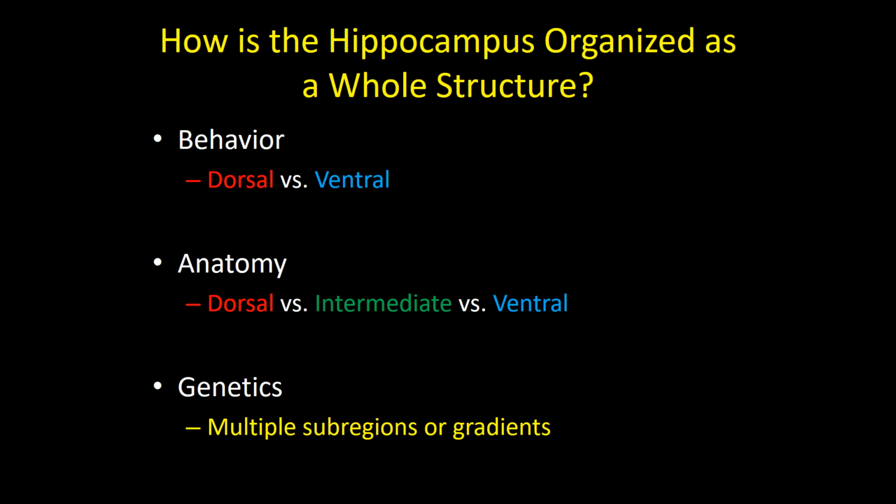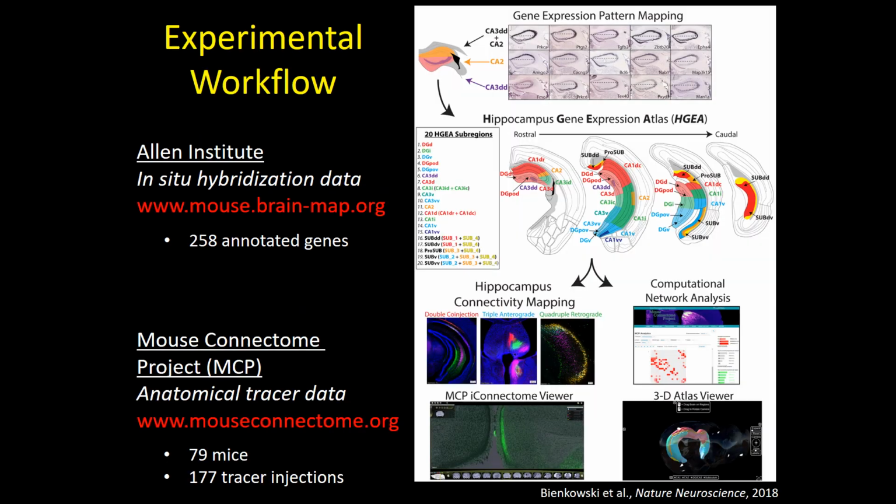The work I'm going to talk about today began by investigating the gene expression and anatomical connectivity within the mouse. To understand the organization of gene expression across the whole hippocampus, I analyzed in situ hybridization data from the Allen Institute's website and mapped their spatial distribution to create the Hippocampus Gene Expression Atlas, which identified 20 new molecular domains across the dentate gyrus, CA3, CA2, CA1, and subiculum.